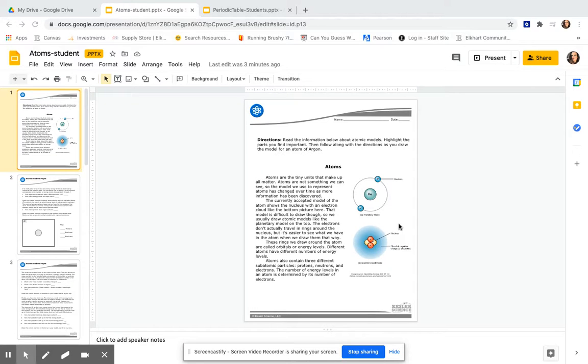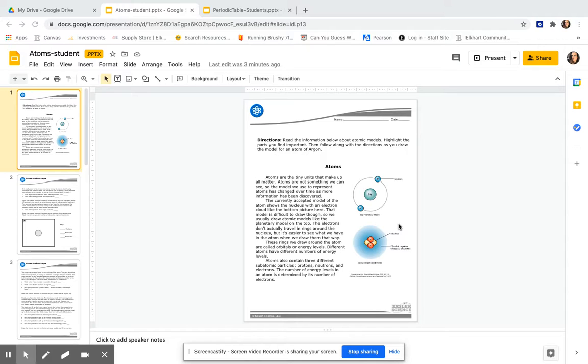Hi, students. Today I've decided not to do the lab, but instead we are going to be familiarizing ourselves more with atoms and the periodic table before we do our atom lab. So our directions for this paper say read the information below about atomic models. Highlight the parts that you find more important. Then follow along with the directions as you draw the model of argon.